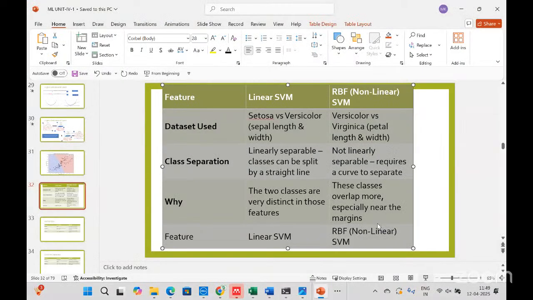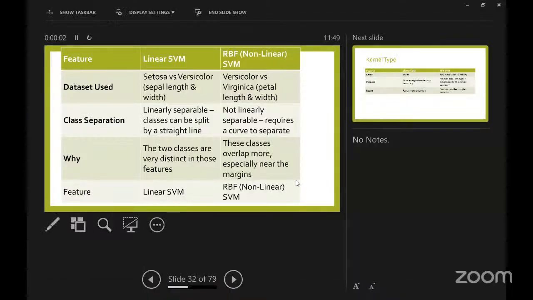So for the above graph, the data set we used, so the class, how the class is separated. In the linear SVM, by using one straight line. In non-linear SVM, we are not using a straight line. SVM doesn't support straight line. We are using curved line.